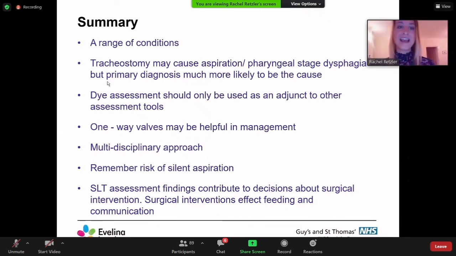So also remembering the risk of silent aspiration in this population, and that SLT assessment findings can contribute to decisions about surgical interventions. Surgical interventions can affect feeding and communication, so working together is best.